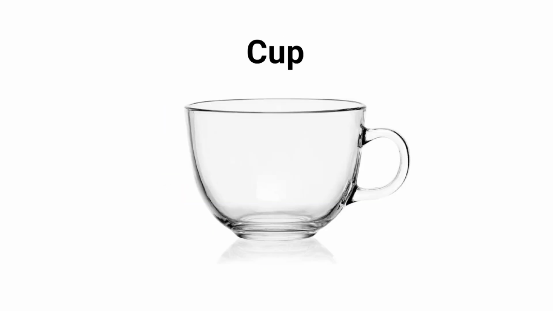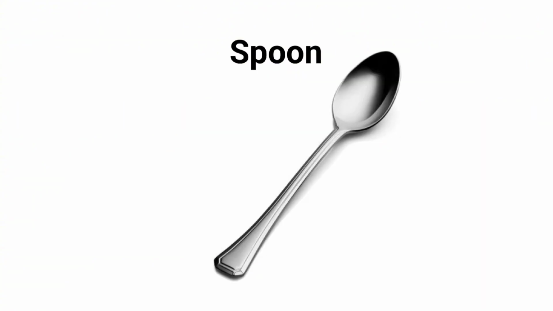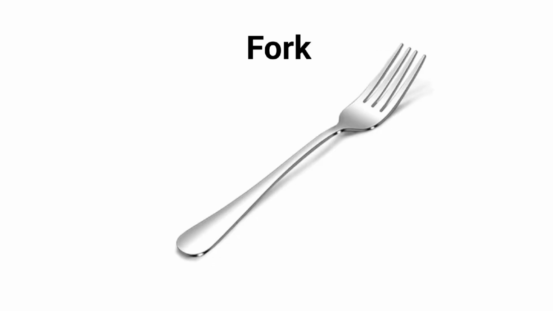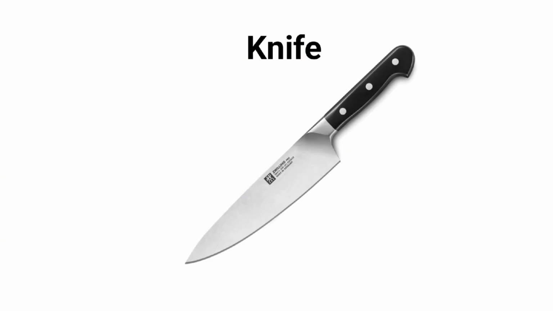Cup. The cup is full of tea. Spoon. I eat soup with a spoon. Fork. He eats rice with a fork. Knife. She cuts fruit with a knife.